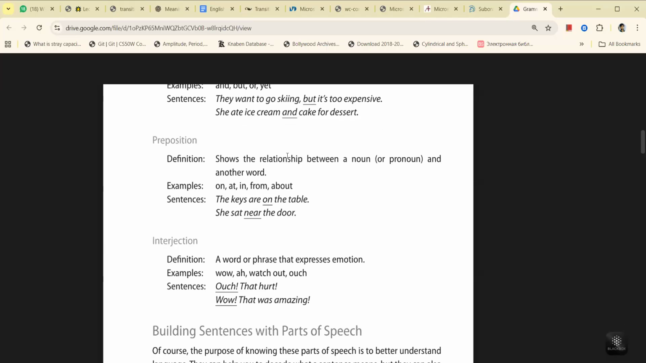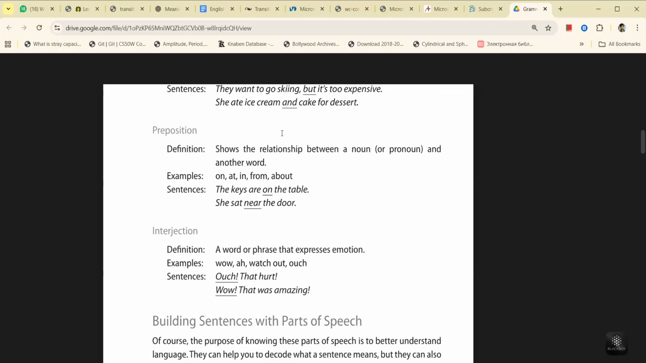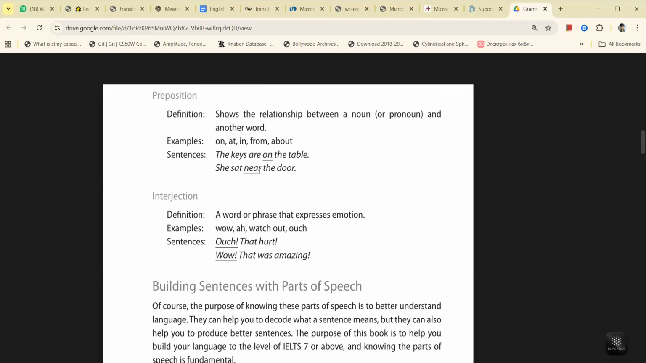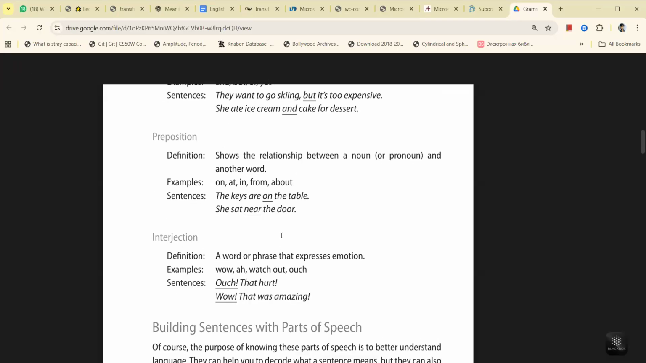Then we see the preposition. It shows the relationship between a noun or pronoun and another word. For example, on, at, in, from, about. The keys are on the table. So here, the preposition shows the relationship with the noun keys. Where are the keys? On the table. She sat near the door.